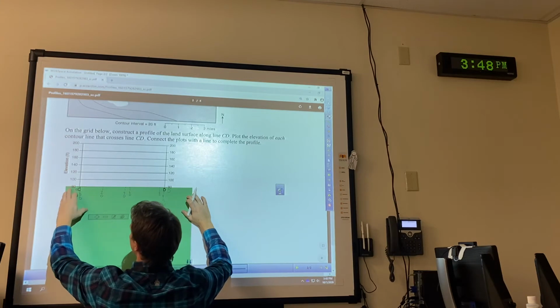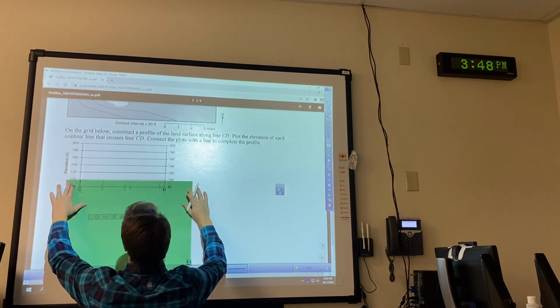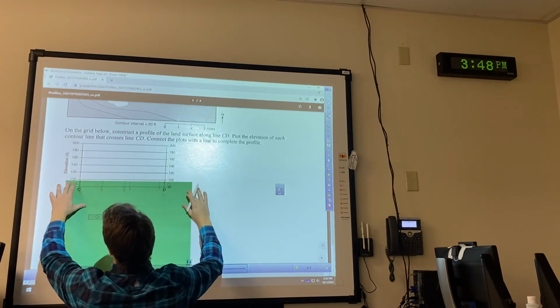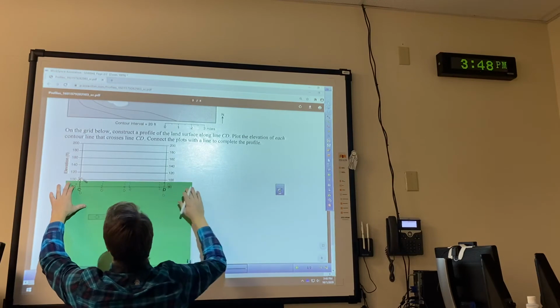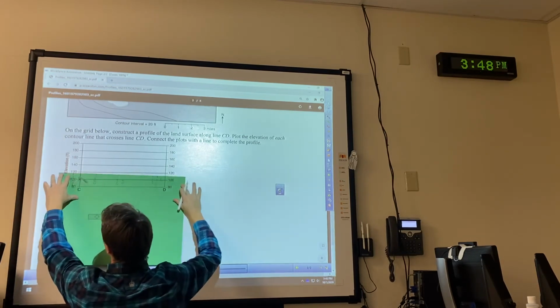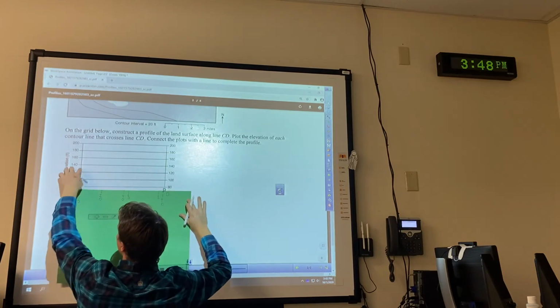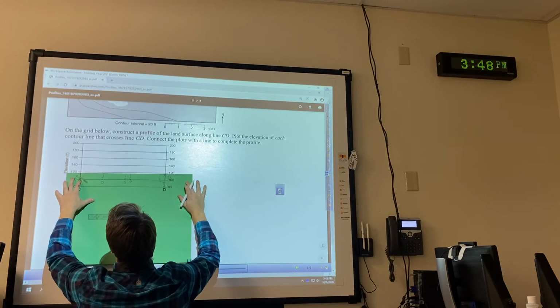Do I have any 80s on here? No 80s. Do I have any hundreds? I do have 100, and that is going to be C. So I'm going to mark an X. And then I'm going to go up to 120. So I make sure not to move my paper side to side. I make sure to keep C lined up with this C line, D lined up with this D line.